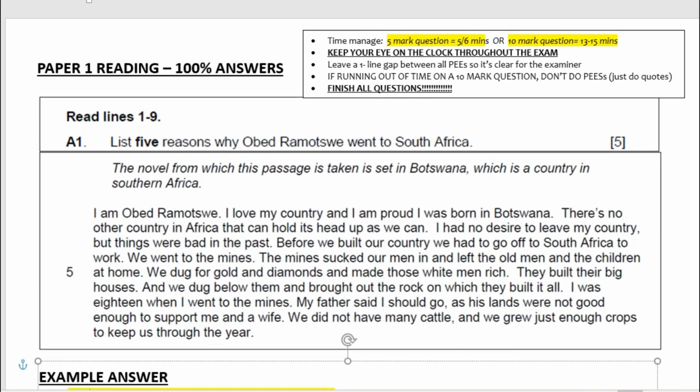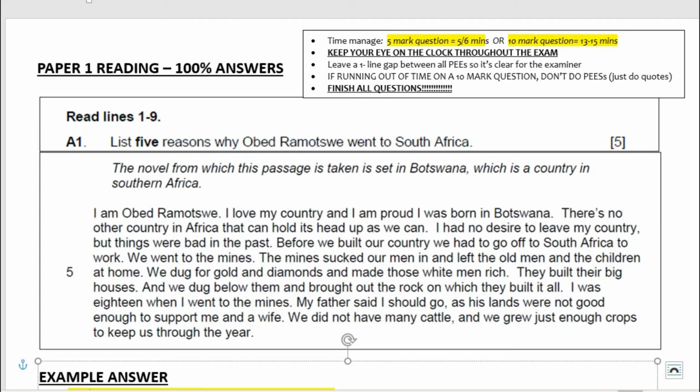Okay, so remember then with the reading exam, 5 marks, 5 or 6 minutes, and 4 or 5 quotes. 10 marks, 13 to 15 minutes, and do as many quotes as you can in those 13 to 15 minutes. Keep your eye on the clock throughout the exam. If it was me, I would look at the clock before I start each question. Leave a 1-line gap between all your PE so it's clear for the examiner. If running out of time on a 10-mark question, don't do PE, just write down quotes and say it's exciting and it's tense.